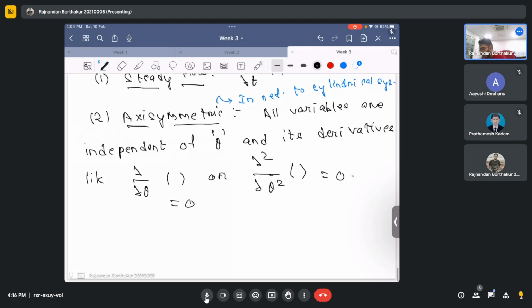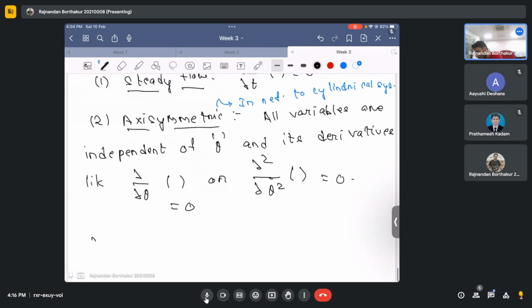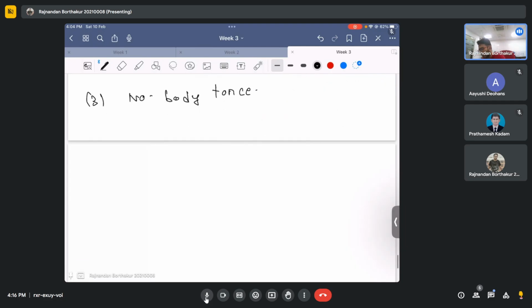Okay. And we are also assuming that there are no body forces. We are assuming that there are no body forces in the fluid. This is also an assumption.